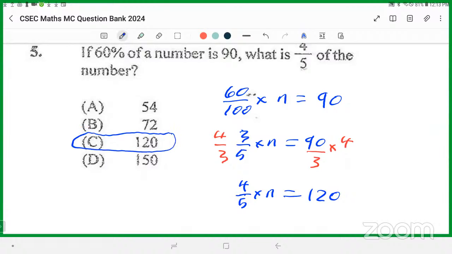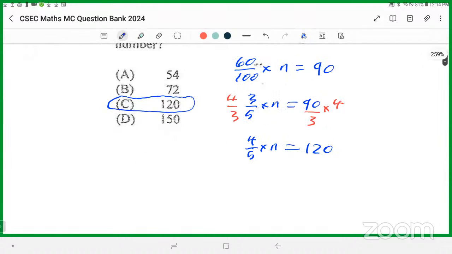But to go to that, you have to work out the actual number. If you want to work out the actual number by taking the 60% and then multiply by 4/5, no problem. But I think this is a good enough way to do it.